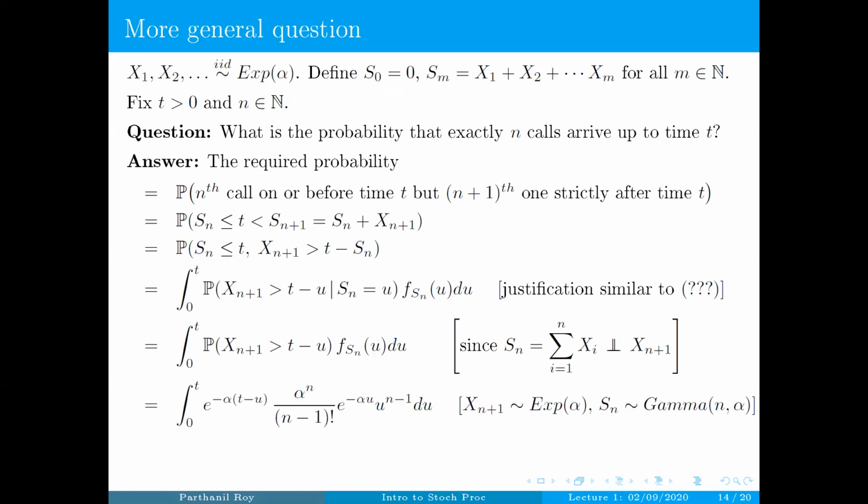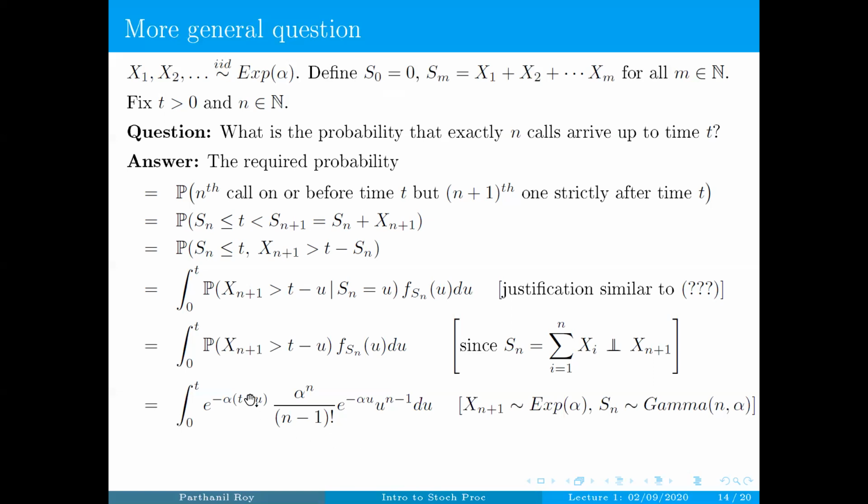Now let's put the values in. We know that X_{n+1} follows an exponential distribution with parameter alpha. So therefore, the survival function is of this form. Note that in this range, t minus u is going to be positive. So therefore, we'll have this integral with this value of the survival function. On the other hand, Sn follows gamma(n, alpha), gamma with shape parameter n and parameter alpha. So therefore, you just put the value of that here. Okay. So now you have to see what gets cancelled and so on.